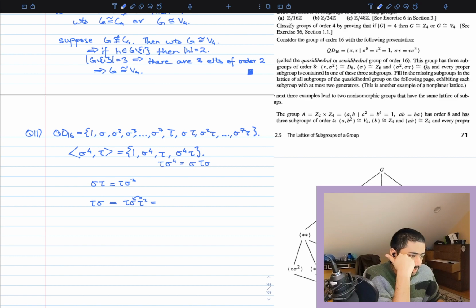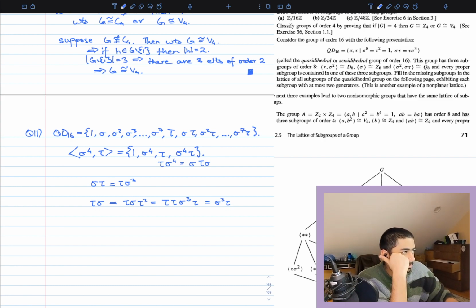Now we can swap these using this rule. Right, so if we do that one at a time, we get something that looks like this. These cancel out, and we're left with sigma cubed tau. So yeah, you can swap these in exactly an analogous way, which is good to know.